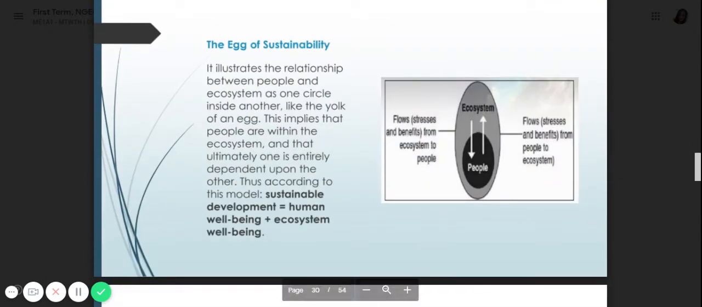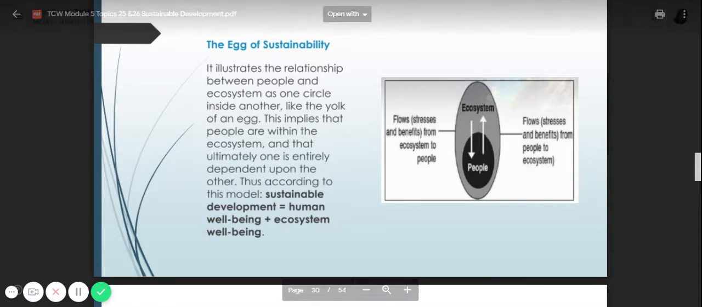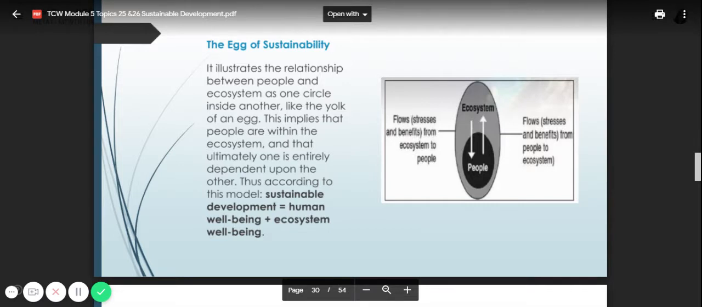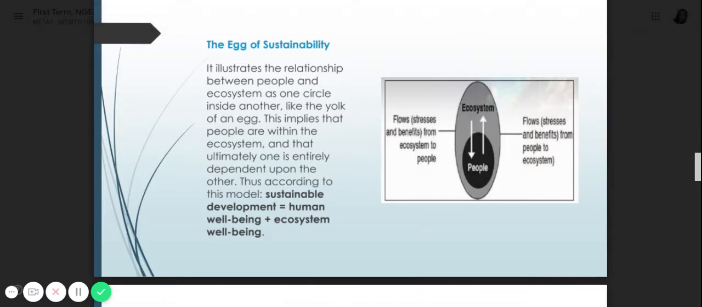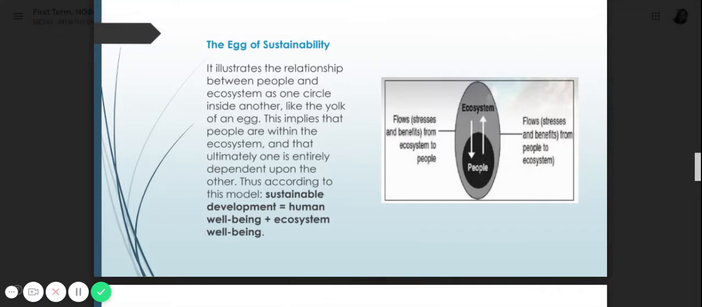Second, we have the egg of sustainability. So in this picture, we can really see that it's kind of an egg. And we have the inner one having the people and the ecosystem, and having arrows down, arrows up, which means it is vice versa. The flow of services and benefits from ecosystem to people illustrates the relationship between people and ecosystem as one circle inside another.